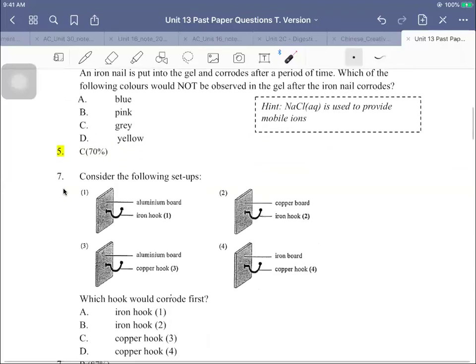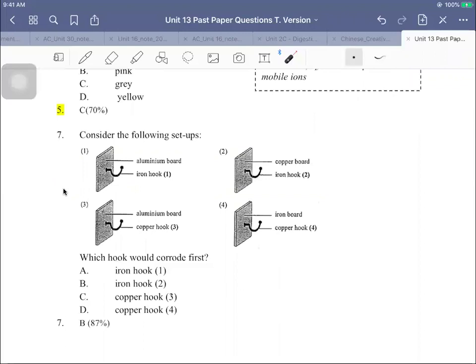Okay, and then next one, question 7. Consider the following setups, which would corrode first. Okay, so for this one, you can see it's not covered. The thing covers the surface of that thing. It's connected to another piece of metal. So we need to look for the one that would corrode first. That means it's connected to a less reactive metal. So it tends to lose electrons to that piece of metal, and hence the corrosion process would speed up.